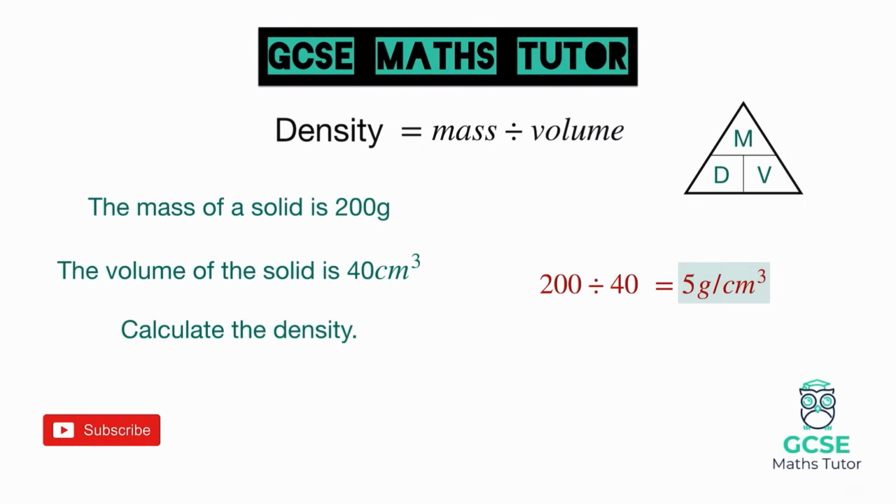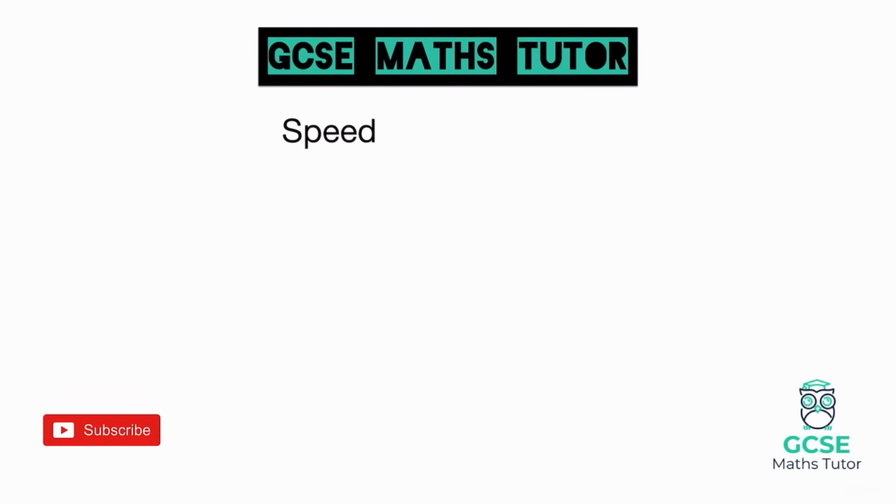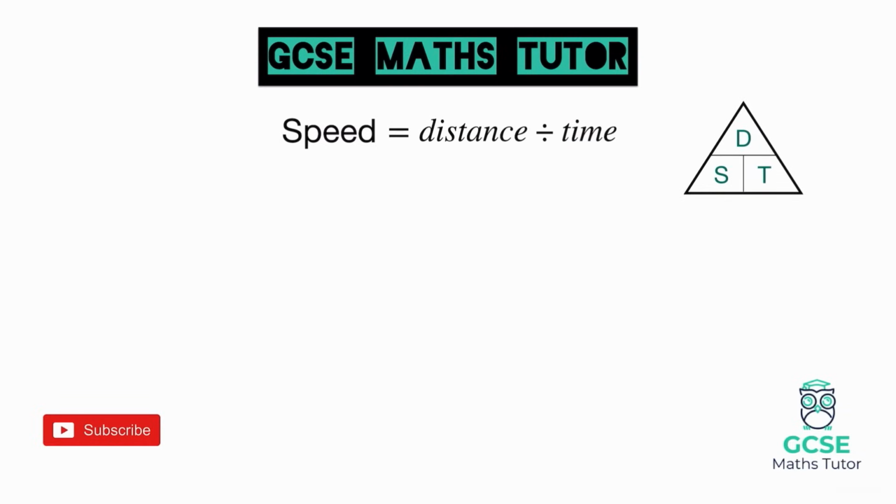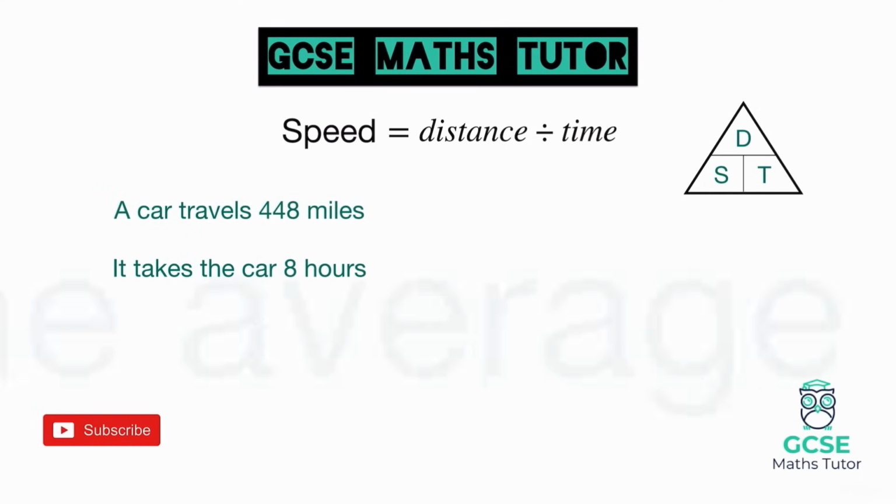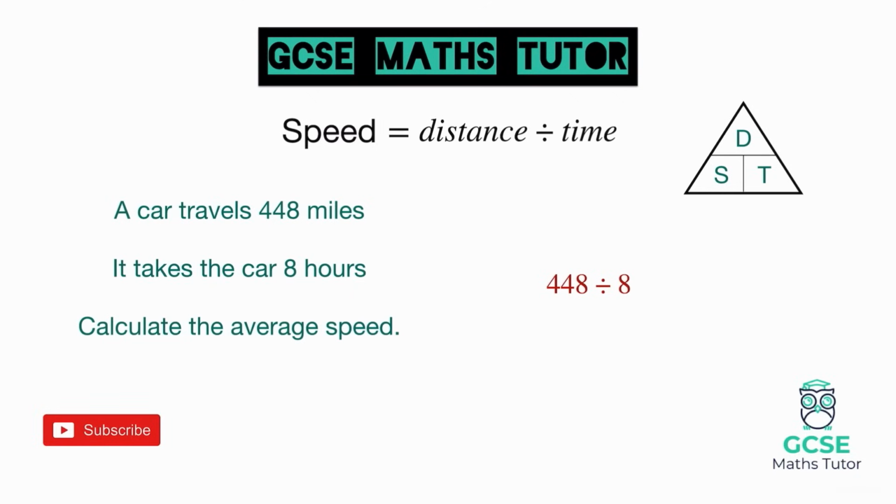So that's for density. Let's move on to speed, and speed is going to be equal to distance divided by time. Again, that can go into a formula triangle, and you can use that as you see fit. But we'll have a look at an example. So for this one, we'll say a car travels 448 miles and it takes the car 8 hours. Calculate the average speed. So again, plugging this in, we would do 448 miles divided by 8. And when we work that out, it gives us an answer of 56. And when it comes to speed, again, we were looking at miles and hours, so we would give that speed as being miles per hour. And there we go. Again, you could obviously rearrange that with your triangle for working out the distance or time.